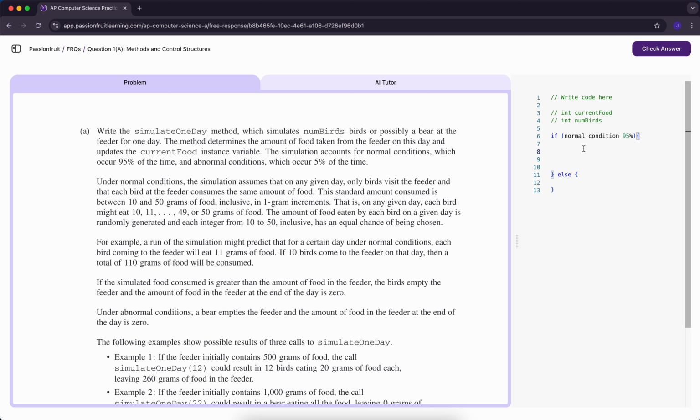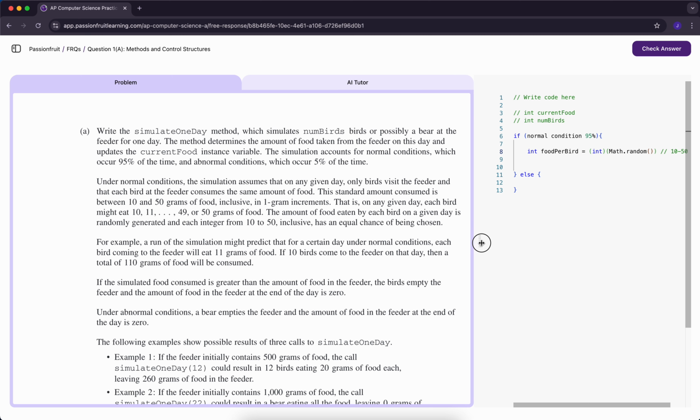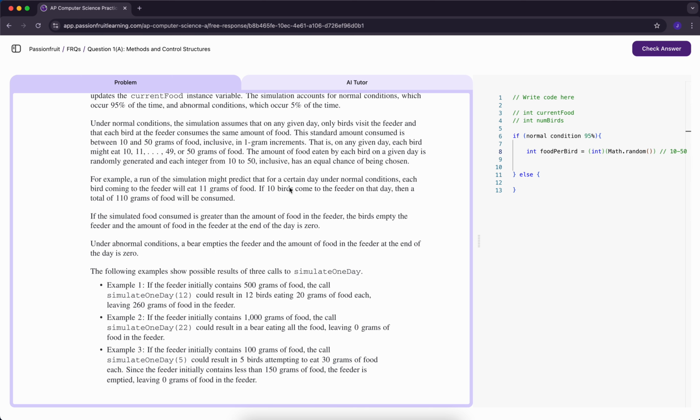So we can write this out now. We can say, let's just call it food per bird is equal to some integer. And this is going to be randomly generated, so we'll have to use Math.random. And it needs to be between 10 through 50. So again, I'm not worried about the details here. I'm sure we can figure it out. I'll just make note of it. Let's move on. Let's keep reading the question.